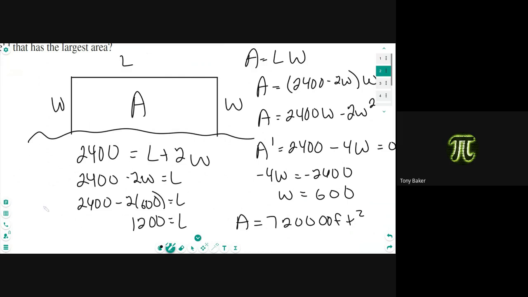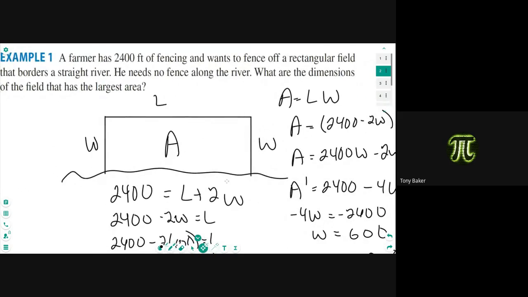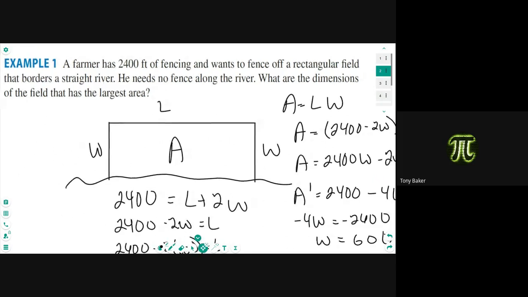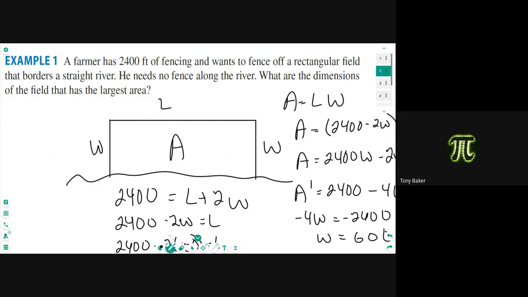So now, if we look, what's the question asking for? They're asking for the dimensions. Right, so this is where it's important to read what you're asking. We found the area just because we needed to find that to make sure that that's the maximum. But the question was actually asking for the dimensions, which is 600 feet by 1,200 feet.